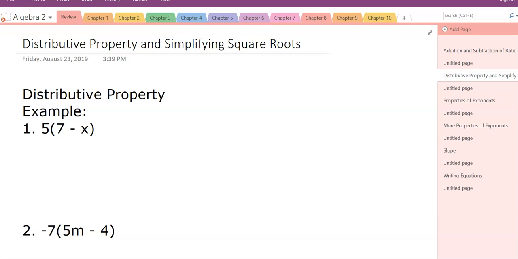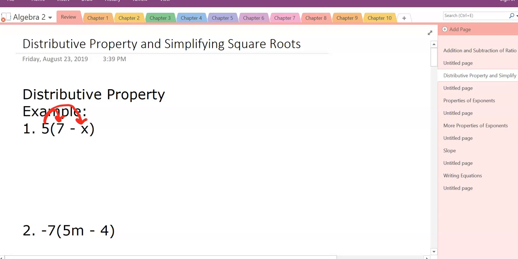For this section, I'm going to be going over the distributive property and how to simplify square roots. For the distributive property, this is when you have a quantity on the outside of terms that are inside of some type of grouping symbol, usually parentheses, but you could also see brackets. What you do is you take the outside term and you multiply it times the terms on the inside.